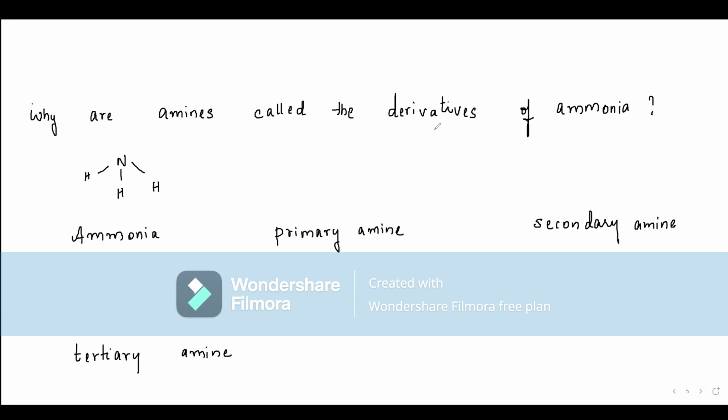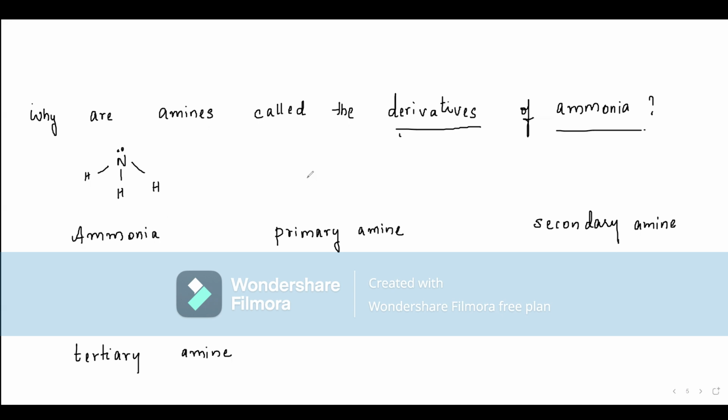Let's learn the next point. Amines are actually called the derivatives of ammonia. Why are they called the derivatives? What is a derivative? Something that has derived from. So here, by calling amines the derivatives of ammonia, we understand that these amines are derived from ammonia. Look at the structure of ammonia. Definitely it has a lone pair of electrons on nitrogen and 3 NH bonds.